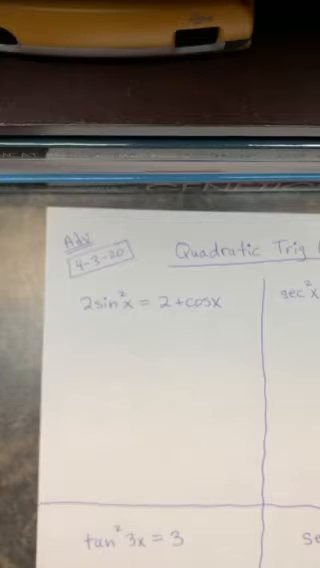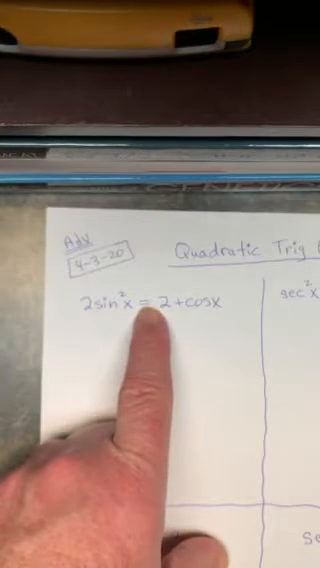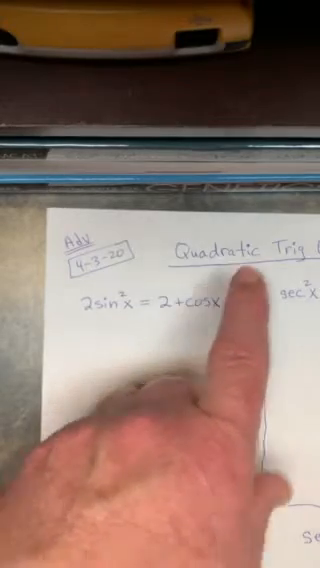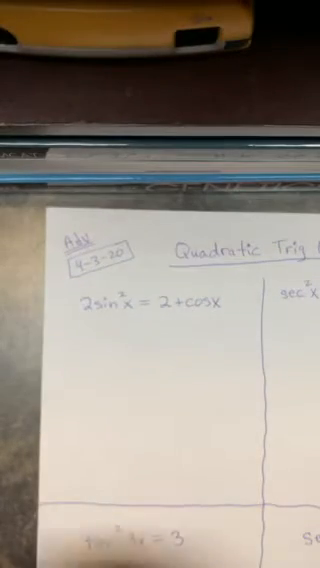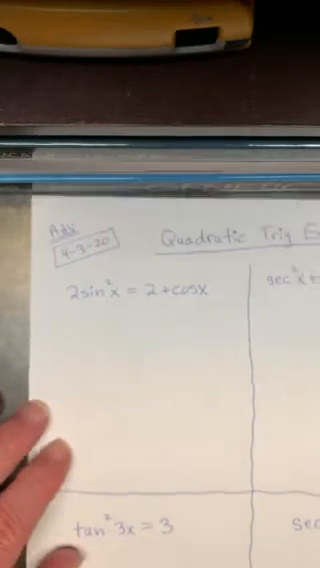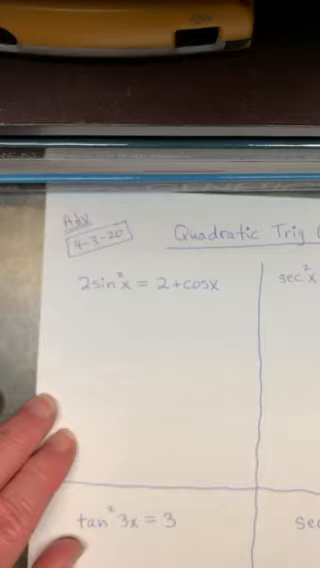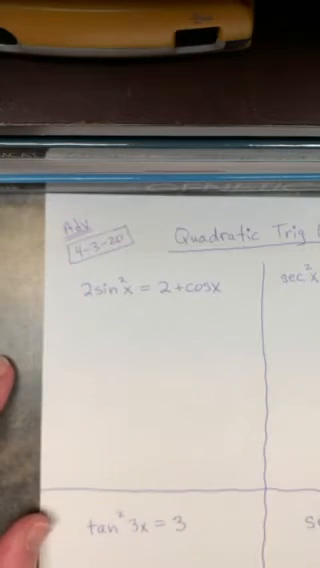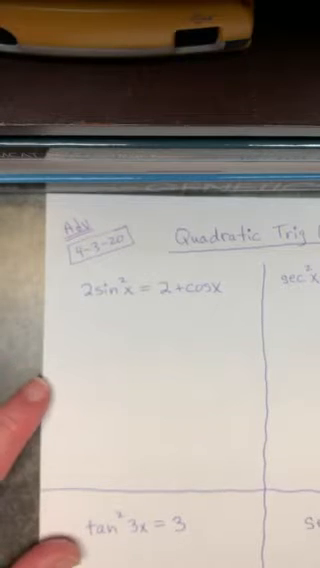Obviously, if you look, we've got an equation because there's an equal sign. We've got the word sine and the word cosine, so it's a trig equation. And because at least one of the words is squared, it is a quadratic trig equation.